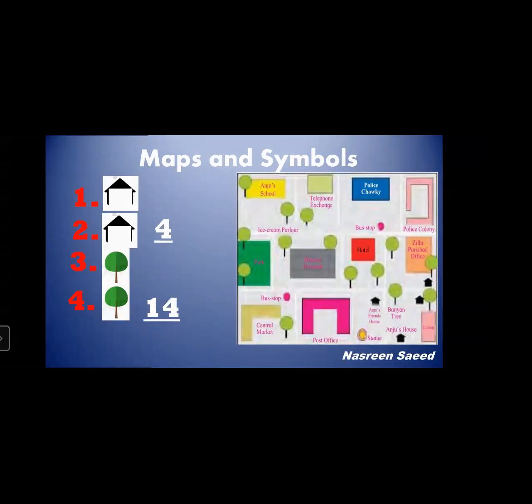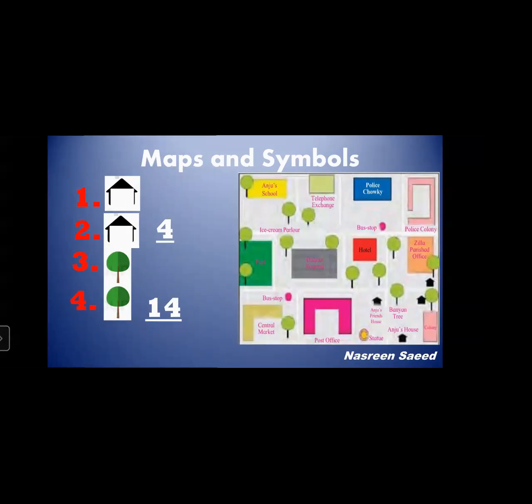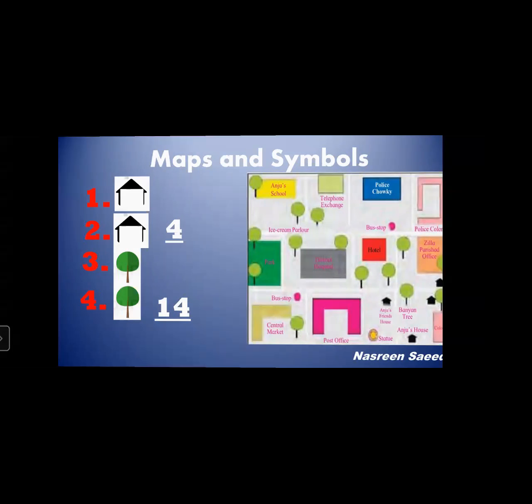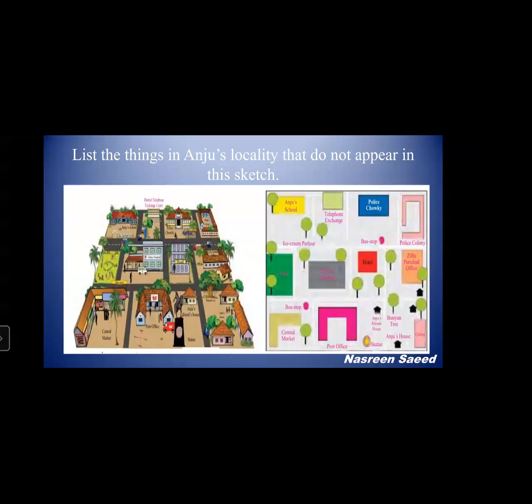Now we have to list the things in Anju's locality that do not appear in the sketch. Now I have shared the pic on the left hand side which is showing Anju's locality, and on the right hand side I have shared the sketch of the locality. Now some things are not appearing in the sketch. What are those things? Let us see.